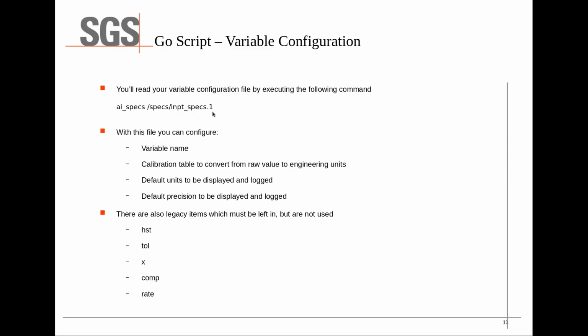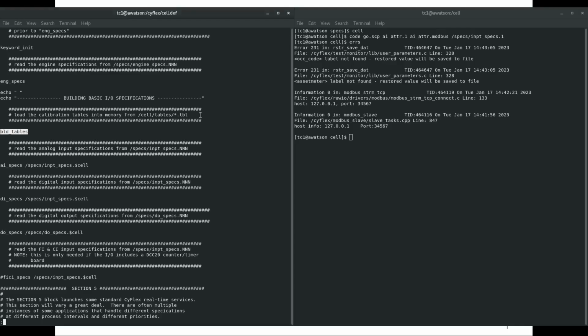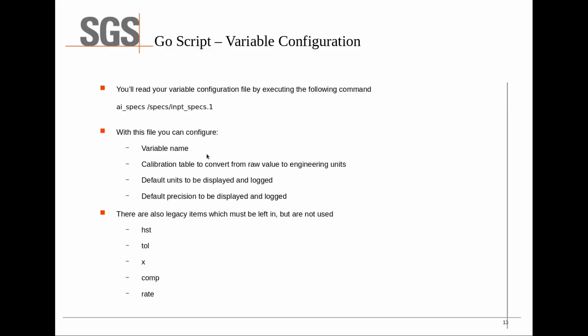Next, we've got variable configuration, and so the command that you're going to execute to read the file that you've configured for your variables is AI specs. And so again, it's executed right after build tables, takes one argument, and that's the default. That's this spec file. If you don't give it an argument, it's going to use the default spec file.